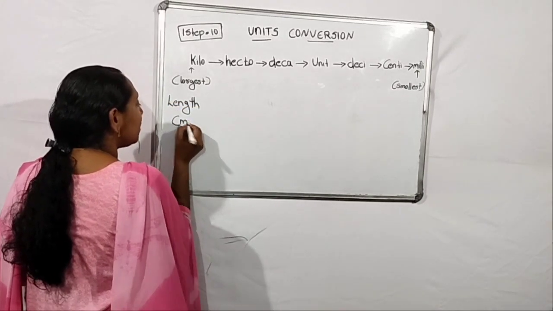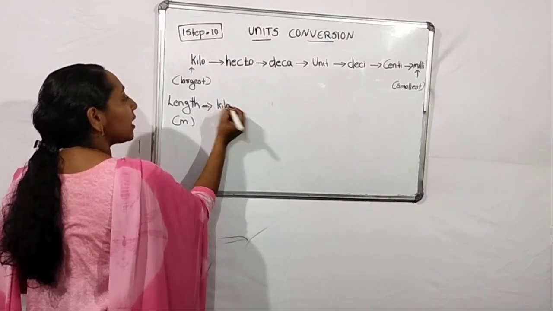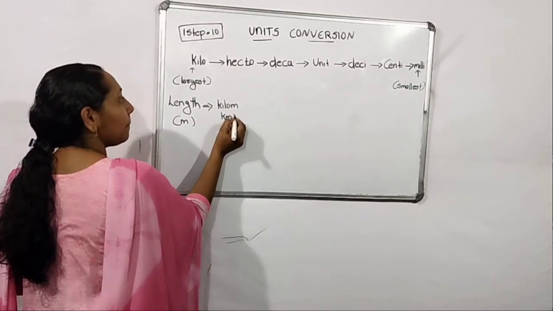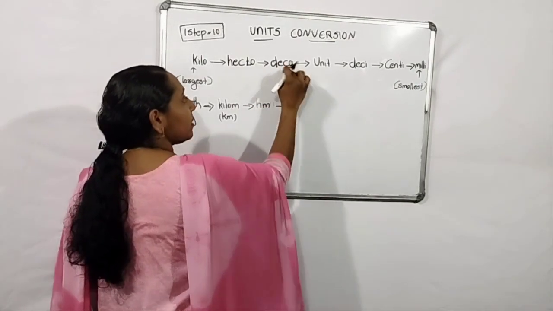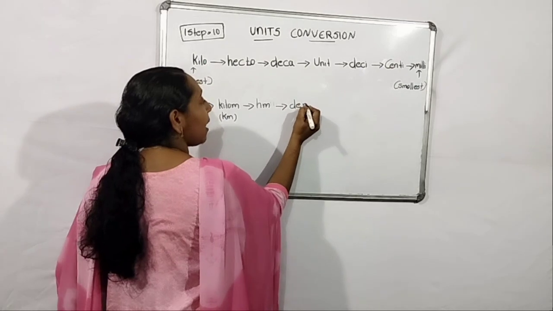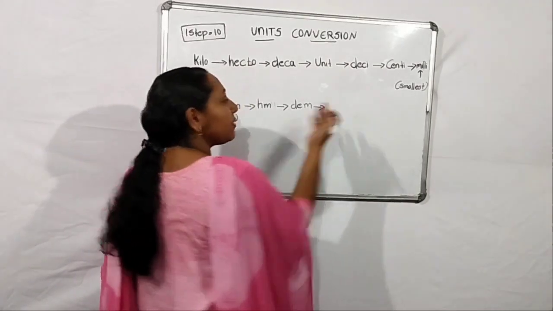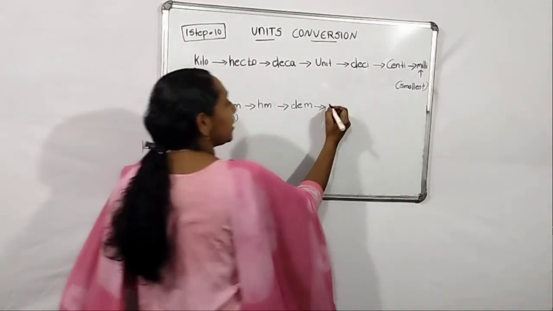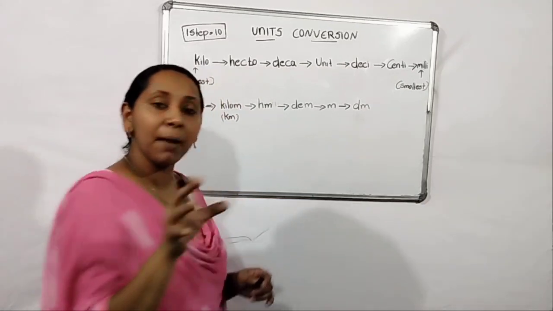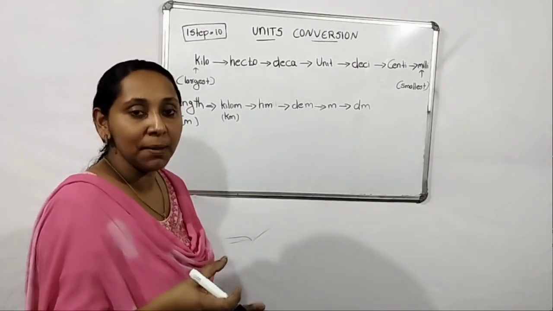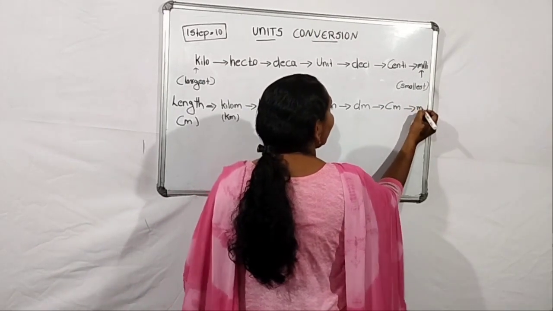Then how to write it? In this way. The largest meter unit is kilometer, km. The second one is hecto, that means hectometer. Then decameter. Deca is denoted by the symbol Da. Then the unit, meaning meter. Next one is deci, that means decimeter. Deci is denoted by the symbol only d. Deca is Da, deci means d, dm. And centimeter. And the last one, millimeter.